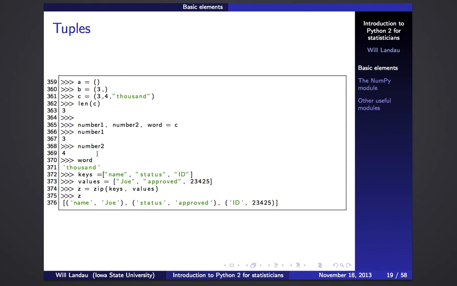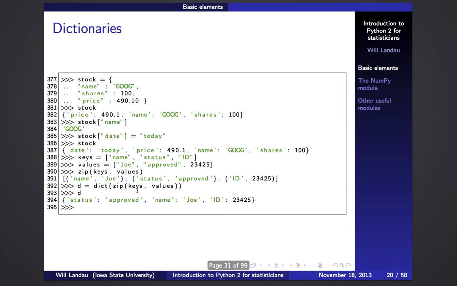You can generate a list of tuples with a zip function. So if I have a list of keys and a list of values, I use the zip function to zip them together, and I get a list of tuples, and each tuple is a key value pair, one from the keys list, one from the values list. But if you want to work with keys and values, I would use dictionaries instead.